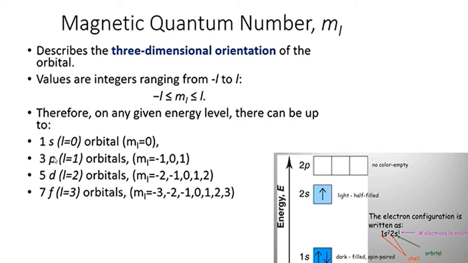We will discuss this. This is kind of a summary. 1s, 3p, 5d, 7f, like this. So many orbitals are there. Here you can see 1s, 2s, 2p. Likewise, it goes to higher energy levels. That is called the magnetic quantum number.